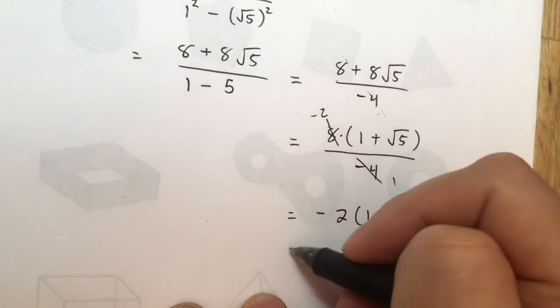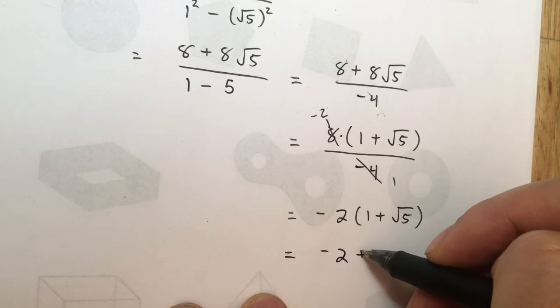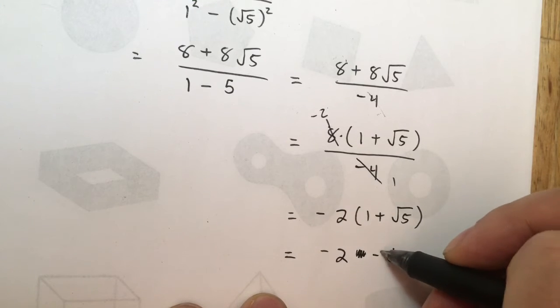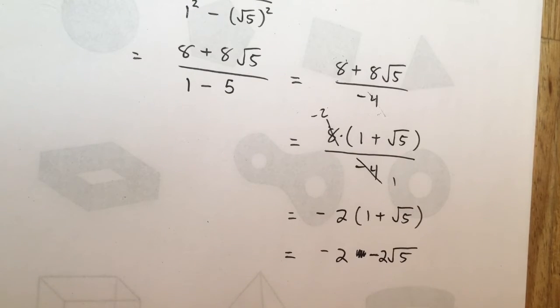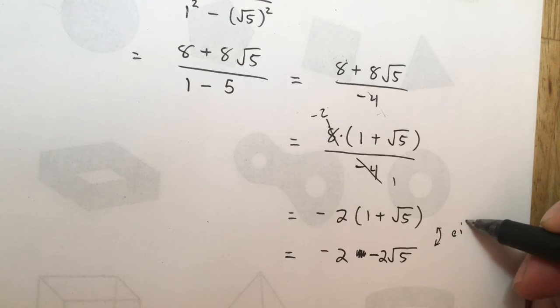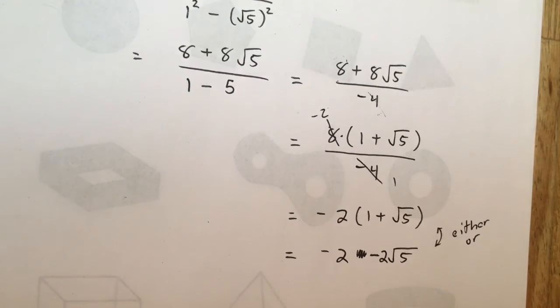You might write it this way, or you might distribute the negative 2 through. Oops, that should be a minus. Oh boy, there we go. Or you can write it like this. Either way, either or, depends on who asks you for the answer and what kind of answer they want.